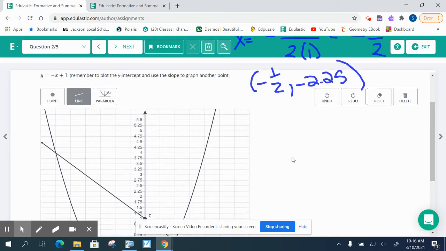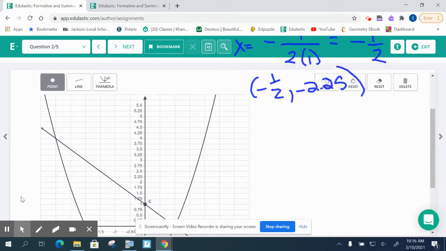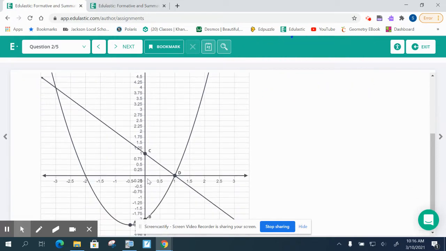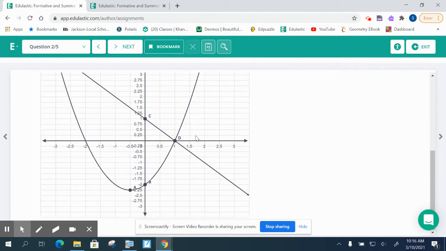All right, and then the last step is to take the point tool and put a point where they intersect. Those are the solutions. So the solutions to a system is not where they cross the x-axis. The solution to the system is where they cross each other. So right there you would place a point, and then right there, even though there's already a point there, you're still going to put another point there using the point tool.